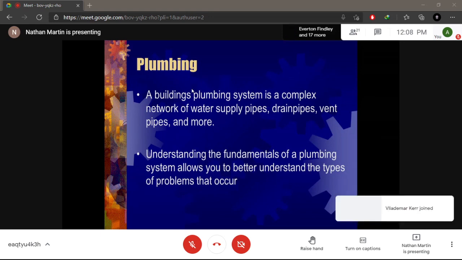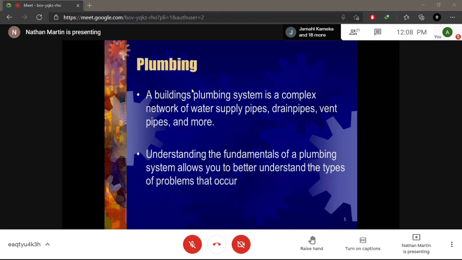Understanding the fundamentals of a plumbing system allows you to better understand the types of problems that may occur and how they'll interact with the electrical components and devices within a facility.